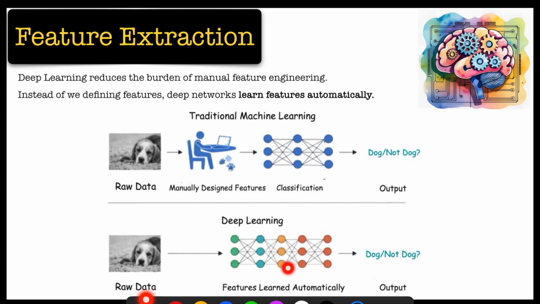So basically in deep learning, we assign weights in all these layers, right? And we do gradient descent and backpropagation, and all these weights are learned automatically. So in different layers, maybe different types of features are extracted.